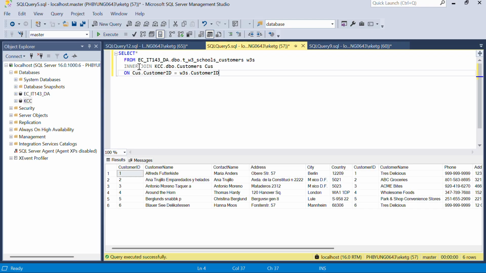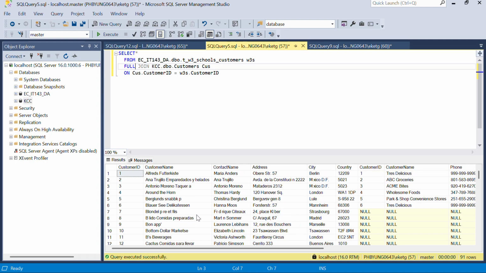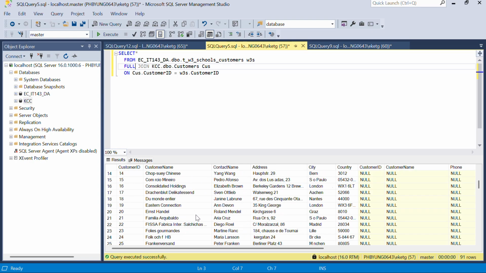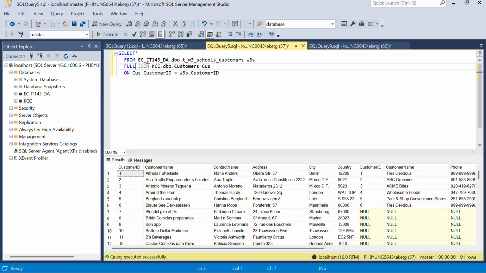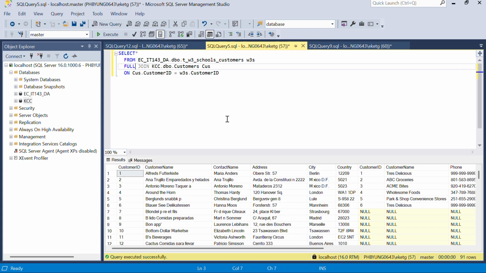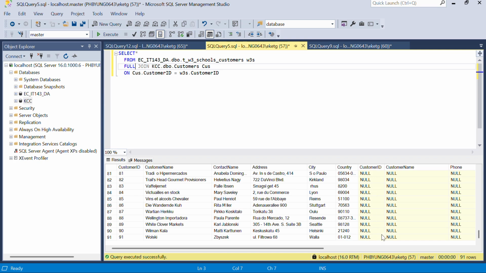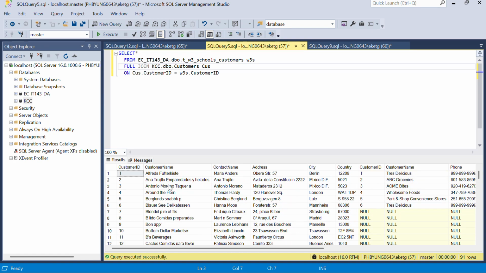And if I change this to full join, let's run that. It gives us full. Now, this is the full join, which indicates that the first table, the customer table from the first database, has 91 values, and it shows all the values. But the second table here has only 6 items, and the rest of it is null because they are all empty.